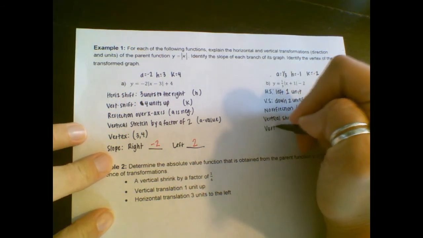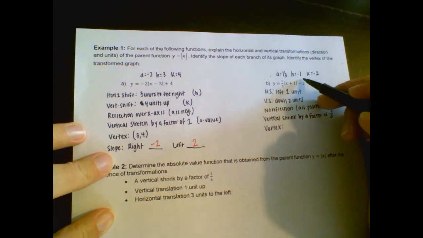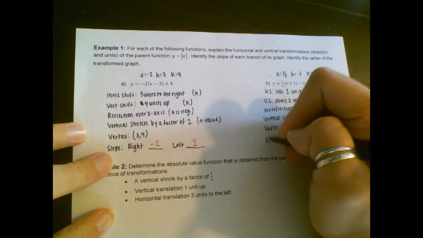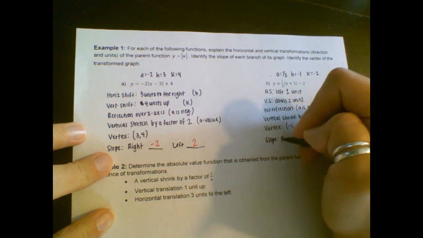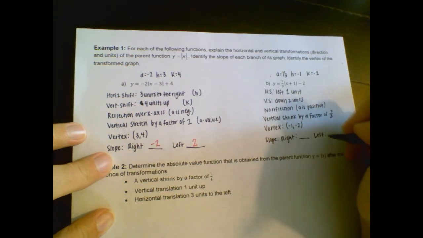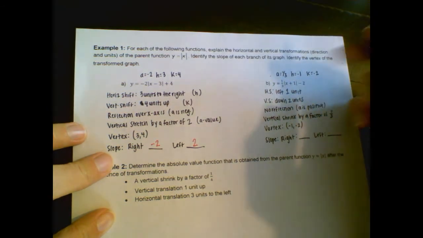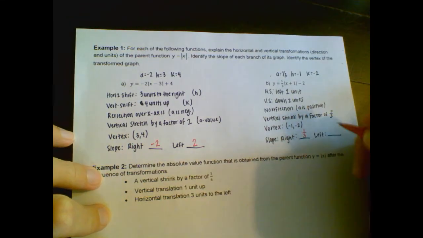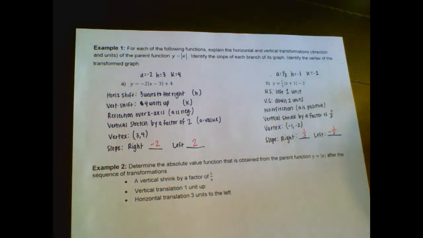So then I can identify my vertex. My vertex here is h comma k, so -1 comma -2. And then we can talk about the slope. So right branch and left branch. Since my a value here is 1/3, that's going to be the slope of my right branch. And my left branch is also going to have a slope of 1/3, but the left branch is going to be negative.